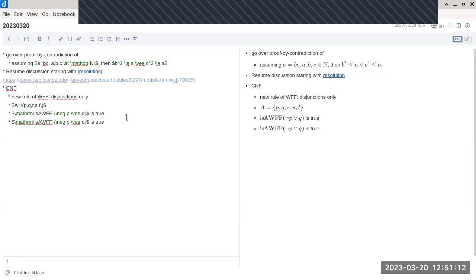So this time we're going to use the negation, but the negation is not on top of just P. Instead, we have P or R inside the negation. This one is not well formed.